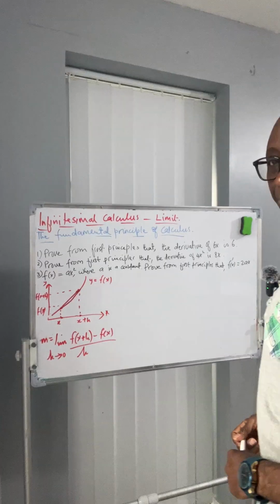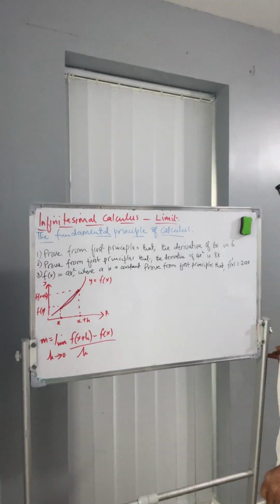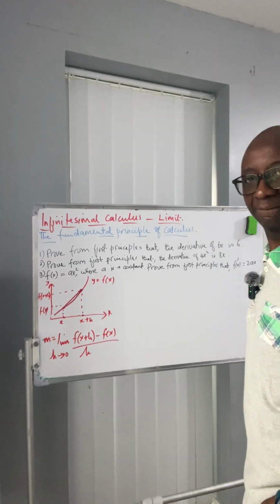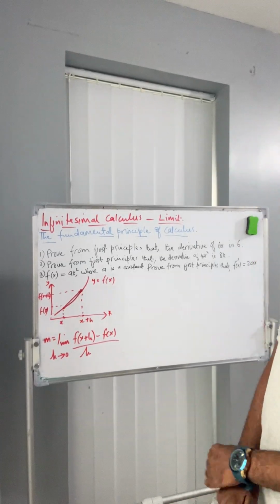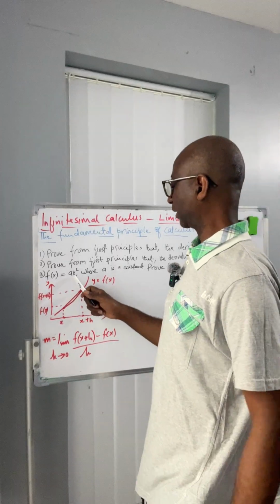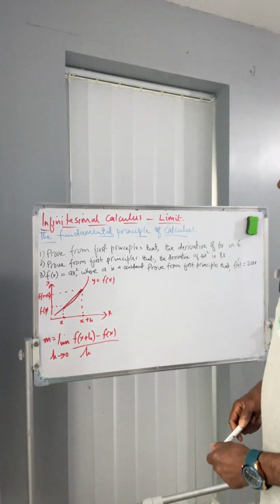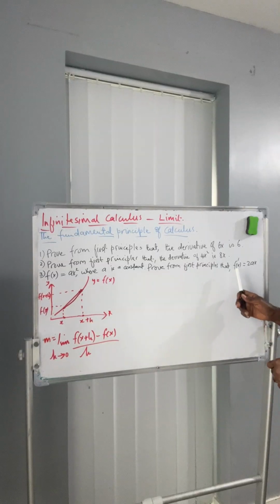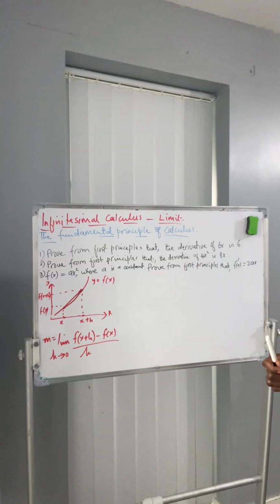We are looking at the last problem, problem number 3. Problem number 3 reads: f of x equals ax squared, where a is a constant. Prove from first principles that f prime x is equal to 2ax.